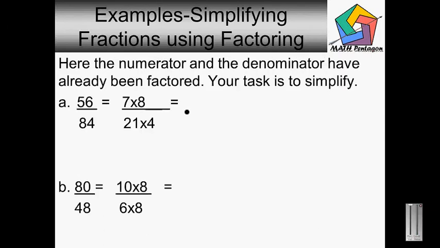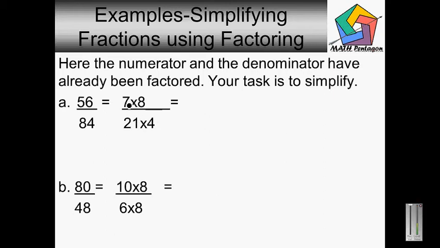Here the numerator and the denominator have already been factored. Your task is to simplify. So we have 56 over 84, and we have two factors on each side, 7 times 8 and 21 times 4. So what we've got to do is reduce first. Pretend we just have 7 over 21 first. Just look at that side first.